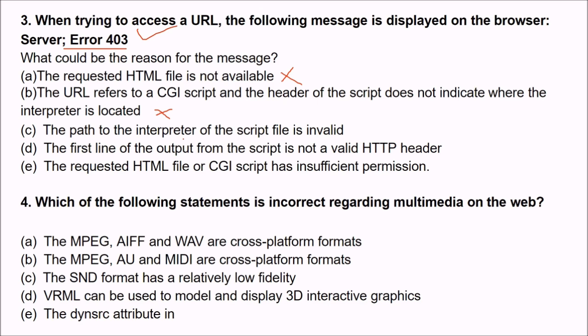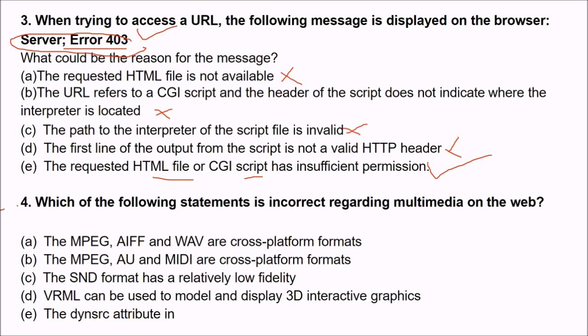The path of the interpreter of the script file is invalid. This is also not correct. The first line of the output from the script is not a valid HTTP header. No. The requested HTML file or CGI script has insufficient permission. Yes, this error 403, server error, is indicating that the requested HTML file or script has insufficient permission. So the answer would be E.